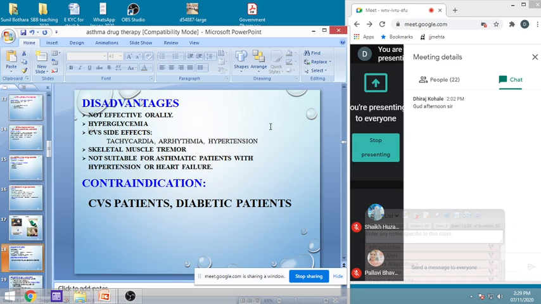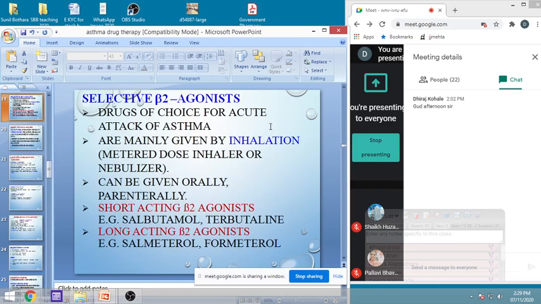So we have to remember that epinephrine is only preferred in conditions where the drug is required in emergencies. So it is an emergency medication.